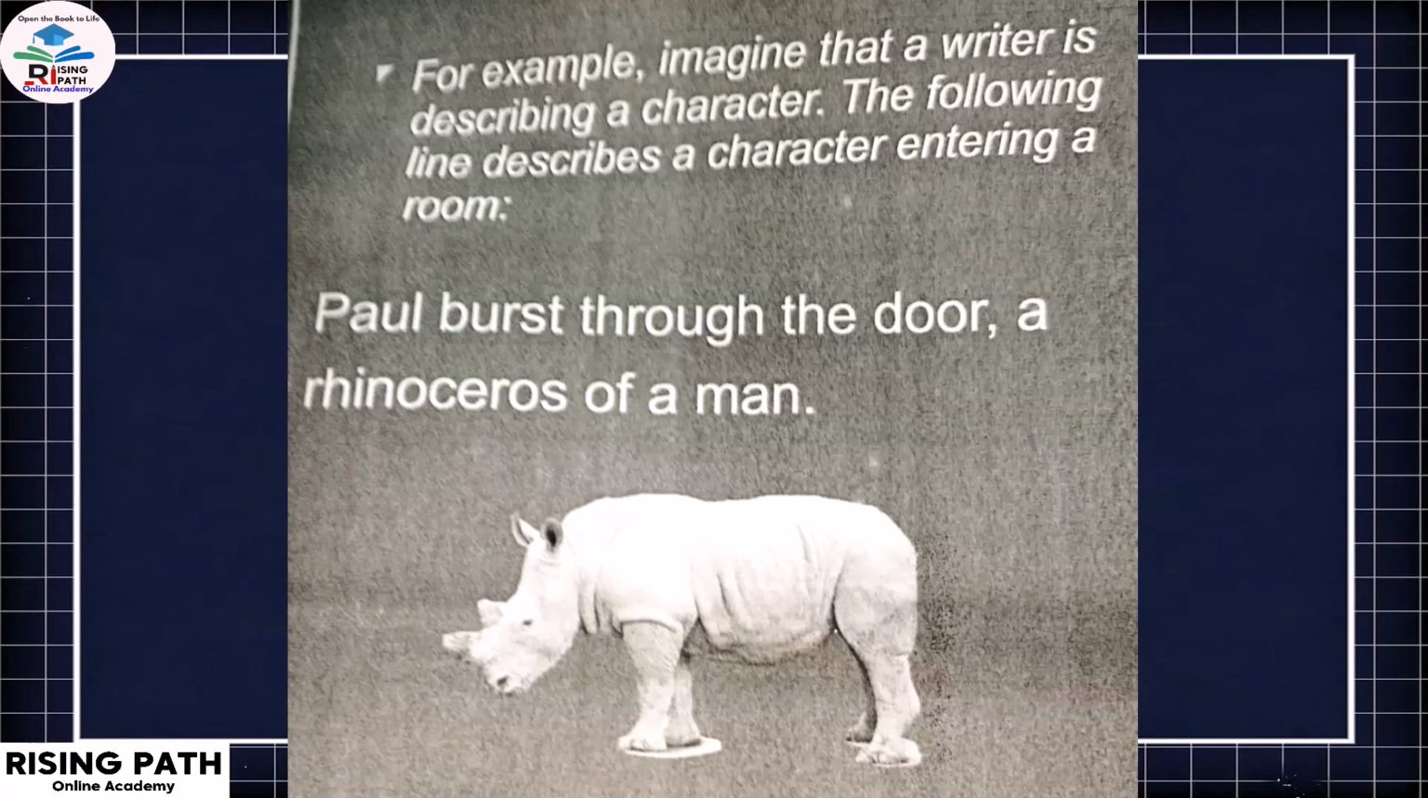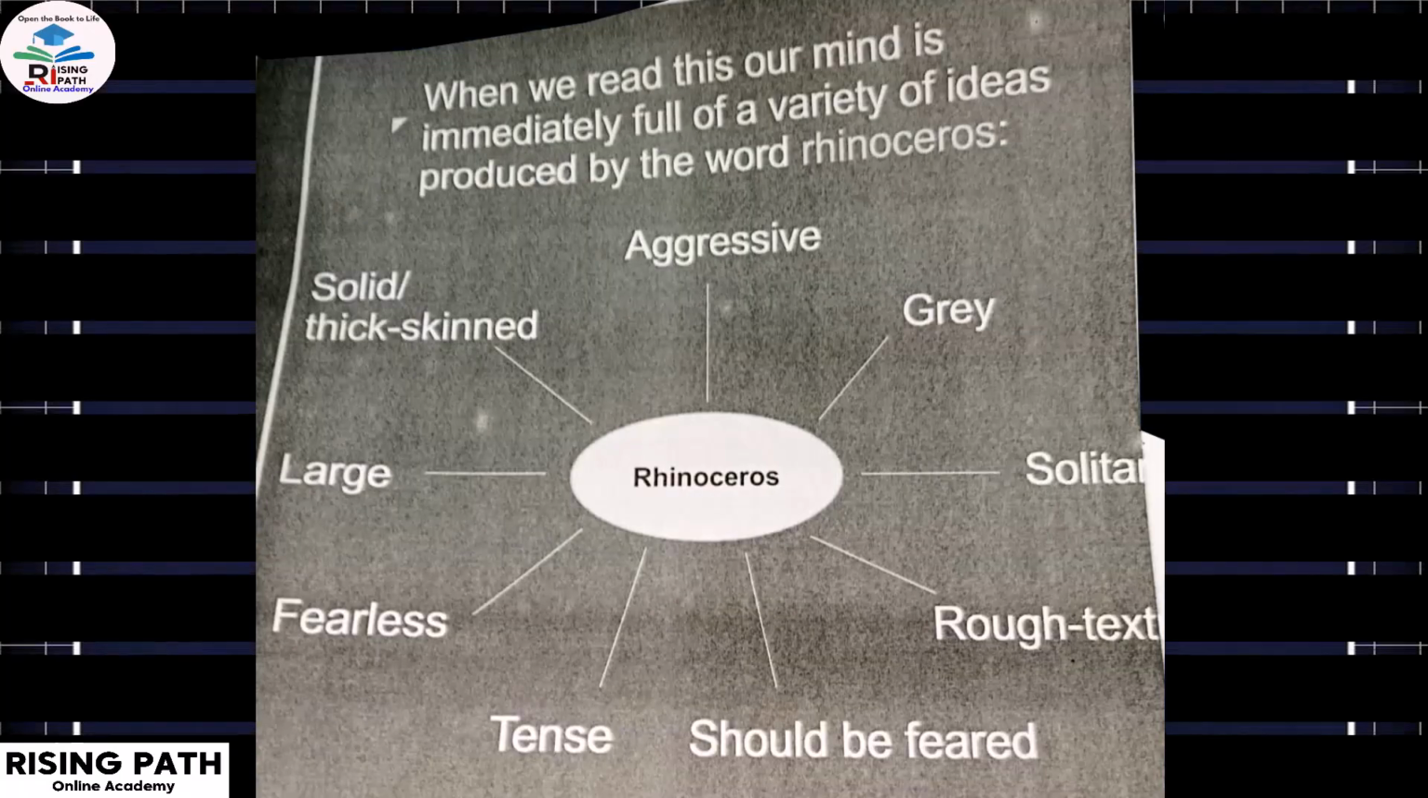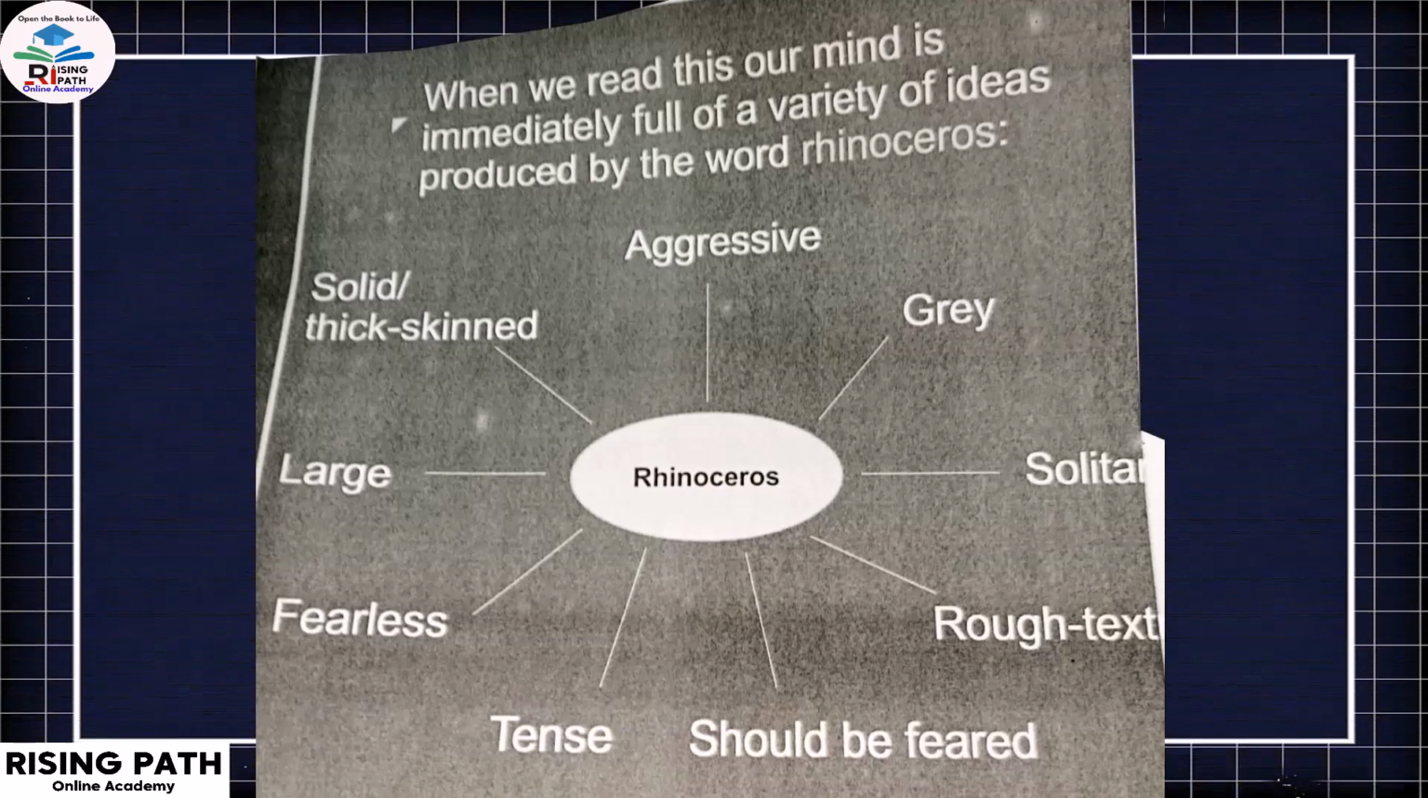The line is, Paul burst through the door, a rhinoceros of a man. We all know what kind of animal a rhinoceros is. So again, it is figurative language, and maybe the question is asking what the two impressions are that the writer wants to convey to us about Paul. So first you have to just jot it down on rough paper in the form of just words. When we read this, our mind is immediately full of a variety of ideas produced by the word rhinoceros. So what kind of animal that is, because how Paul enters the room is compared to that. So this is a chart.